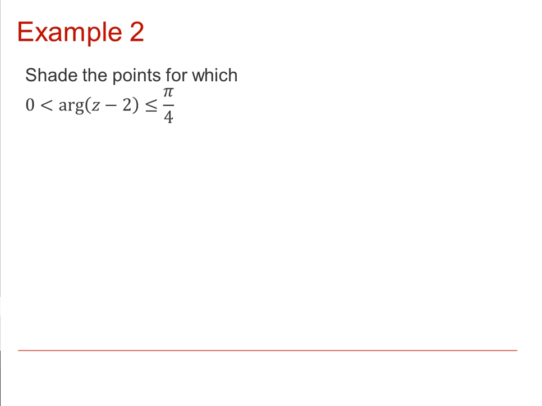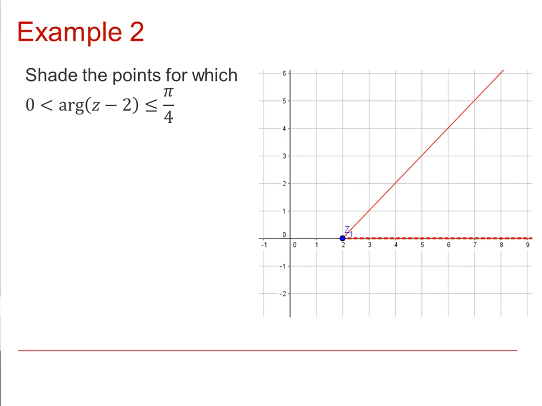So this one is going to have two lines, one with a direction of 0 and the other with a direction of pi by 4. So there it is. Now the region that we want is less than or equal to pi by 4, so it's going to be below the diagonal line and including the line, but it's strictly greater than 0, so you can see that the line at the direction 0 is dotted.